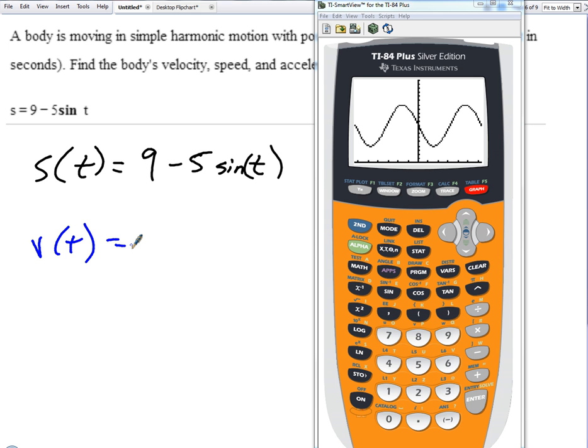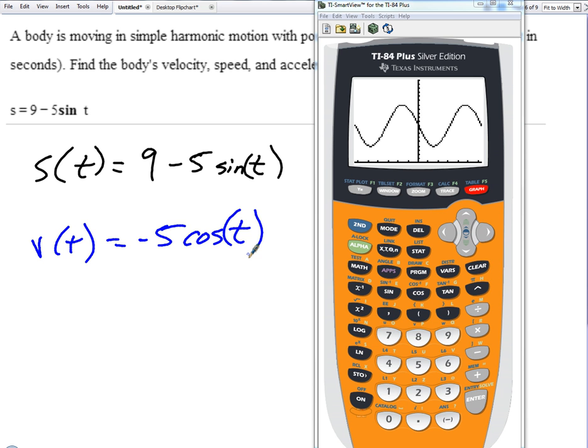Now I've got this negative 5. What's the derivative of sine? You remember? Cosine. Good. So the derivative of sine is cosine, and I've got my negative 5 out front, so I'll just leave that there. So there's my velocity function. Now let's graph that alongside the position function for a second and see if that makes sense. Any questions on that so far?